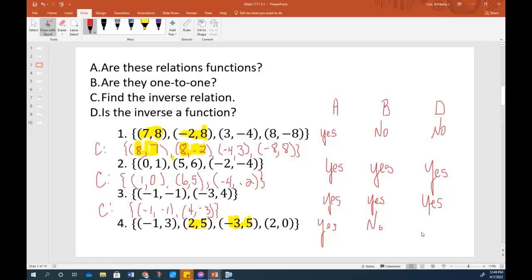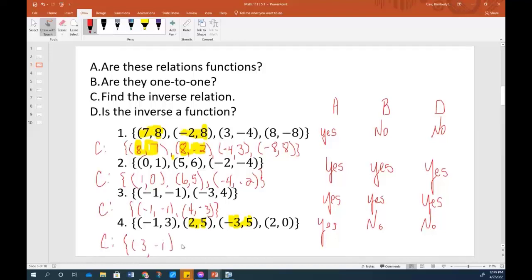Now, if it's not one-to-one, we're not going to have a function when we do an inverse. Doesn't mean we can't find the inverse, though. We find the inverse by just simply reversing the x and y values. That does not look like a 3, does it? That's a little better. And then 0, 2. So we've completed that if we just have a listing of points.